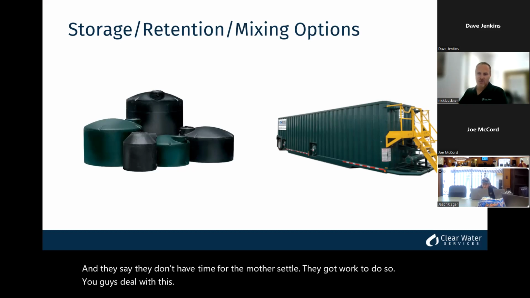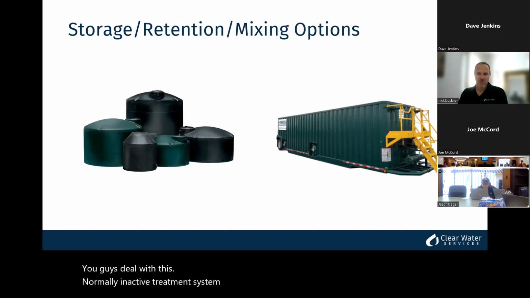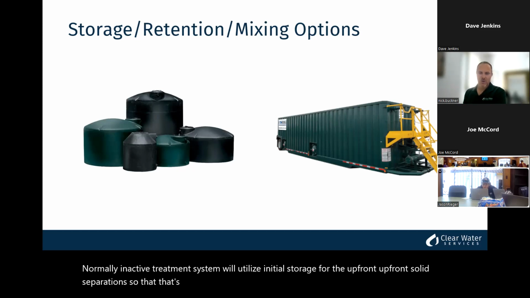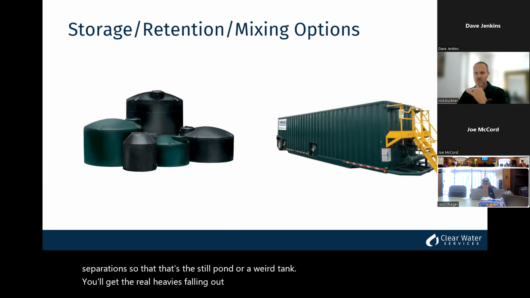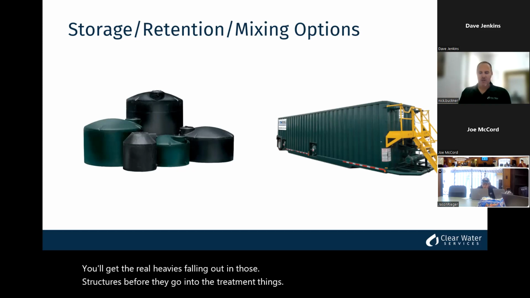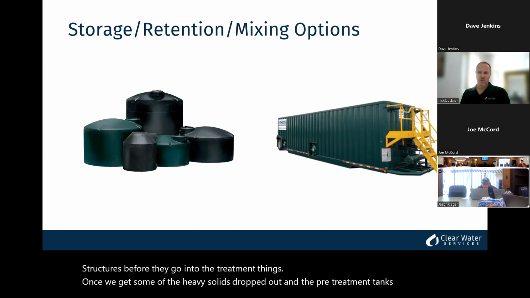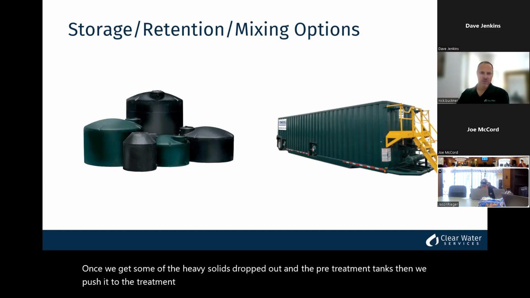Normally, an active treatment system will utilize initial storage for the upfront solid separation. That's the silt pond or a weir tank. You'll get the real heavies falling out in those structures before they go into the treatment tanks. Once we get some of the heavy solids dropped out in the pre-treatment tanks, then we push it to the treatment tank, and then it's going to go through a sand filter for final polishing.